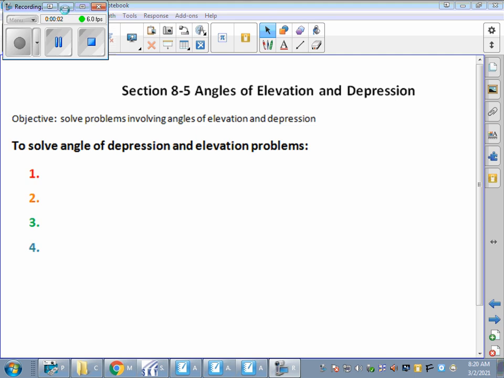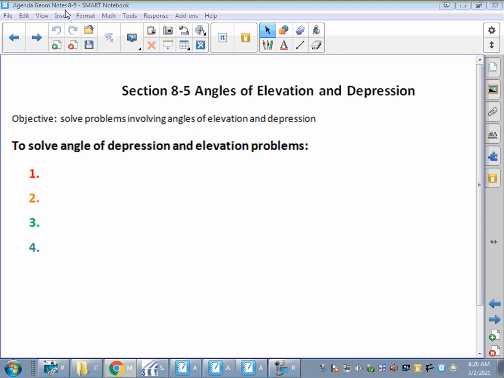Welcome back to Geometry Chapter 8. This is such a fun section. Section 8.5 is angles of elevation and depression. We're going to solve problems. There are going to be a lot of words, and all you're going to need to do is draw a picture and create a SOHCAHTOA problem.